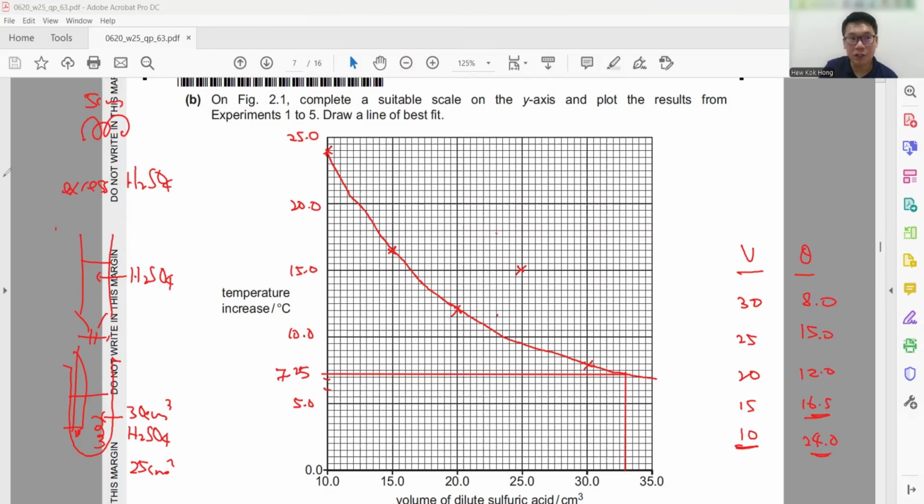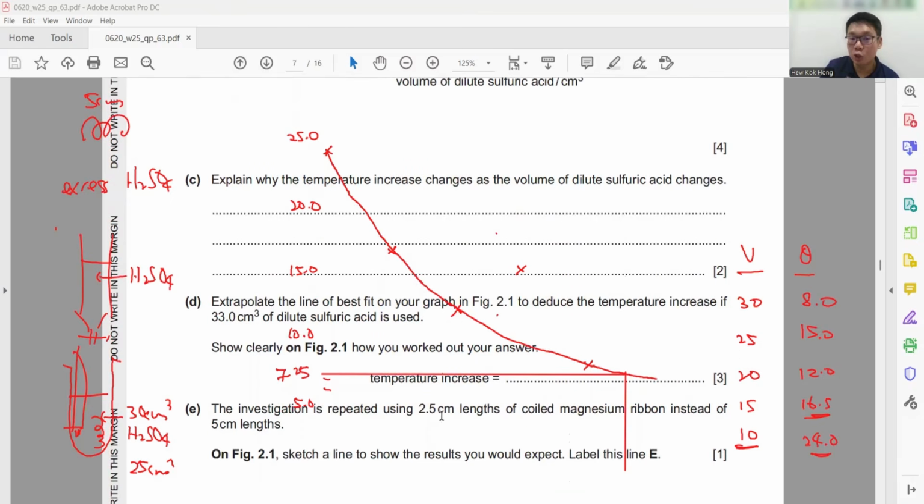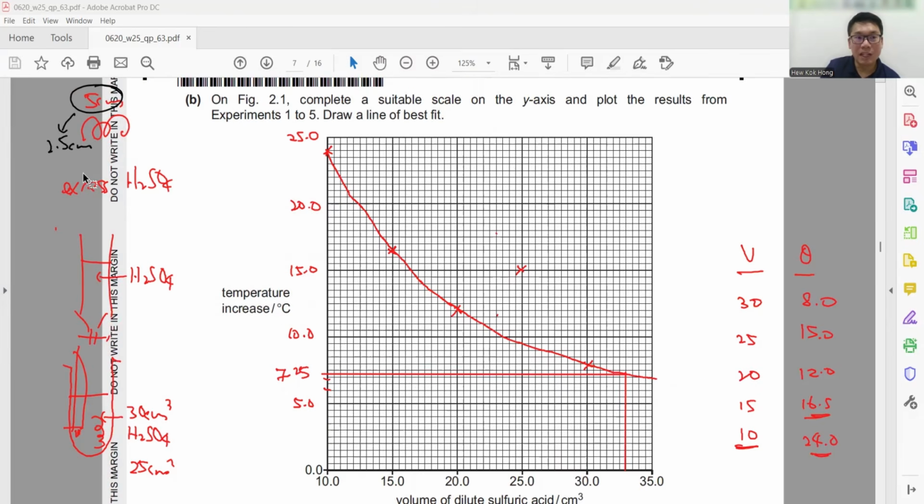Then there is one more question you need to analyze from this graph, which is E, that says the investigation is repeated using 2.5 cm length of coiled magnesium. From 5 cm to 2.5 cm means that the mass of magnesium is reduced. So they ask you to sketch a line to show the result you expect. Label the line E. We need to label a line that has a lesser temperature increase from beginning to end. You don't know if the relationship is half or 1/3, so as long as your graph is below it and does not reach 0 degrees, because no matter what they will still release heat.